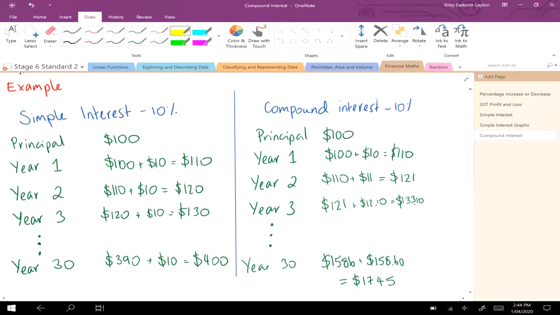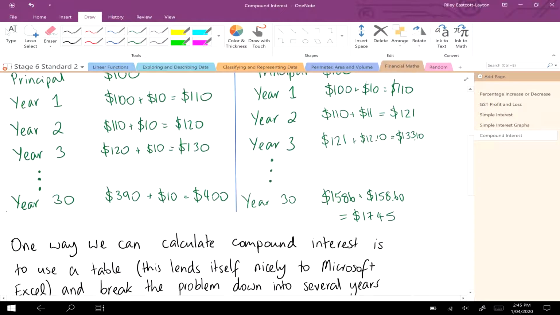However, on this side, there is a huge difference. Here, we started off the year with $1,586, and we've added an extra $158.60 for a total of $1,747. Now this is a big difference. This is a $1,345 difference, just because we used a compound interest account instead of a simple interest account.